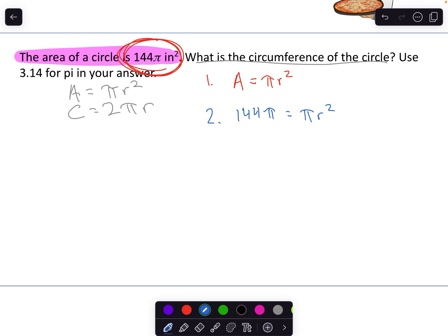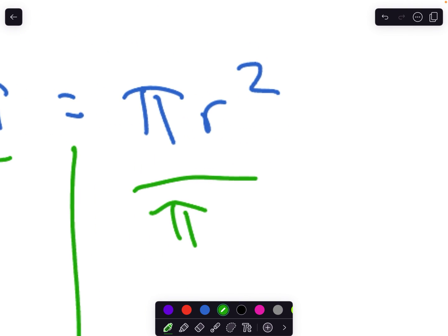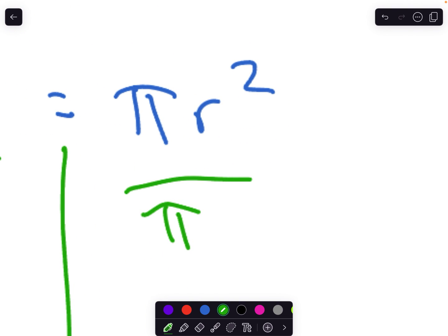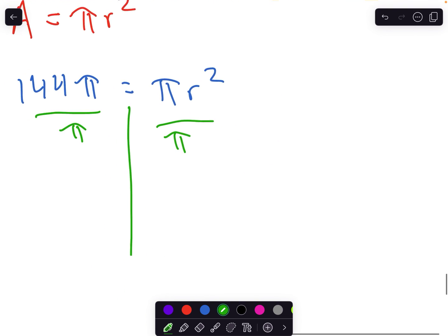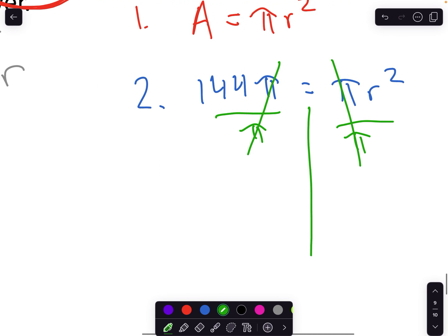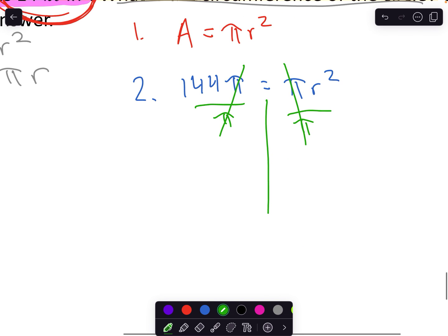Okay, now we're going to keep going here. We have to solve for the radius. I can divide both sides by pi, right? If I'm trying to get the radius by itself, it's getting multiplied by pi. If I divide by pi, they're going to cancel out. Over here, they're going to cancel out also. So I can just get rid of that. This is going to turn into 144 equals the radius squared.